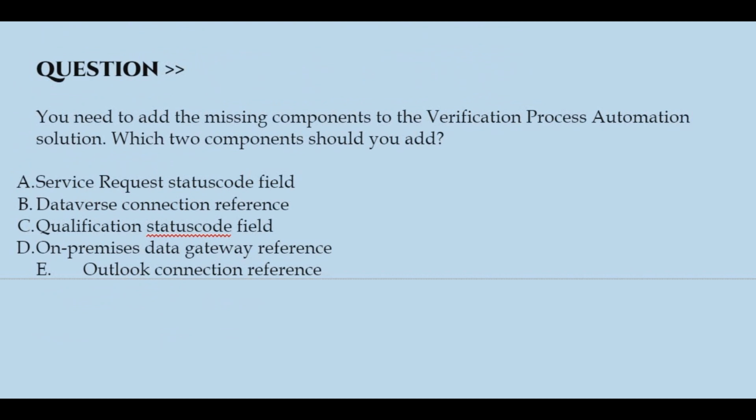Next one. You need to add the missing components to the verification process automation solution. Which two components should you add? Option A, service request status code field. Option B, Dataverse connection reference. Option C, qualification status code field. Option D, on-premises data gateway reference. Option E, Outlook connection reference. Correct answer is option C and E.